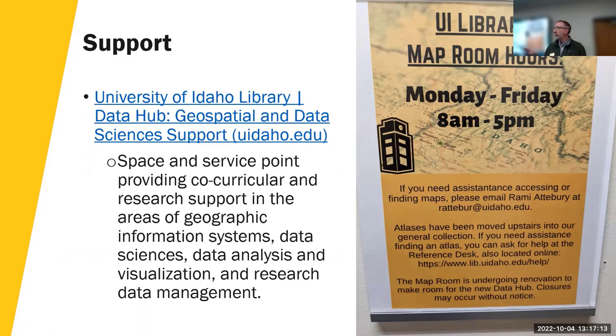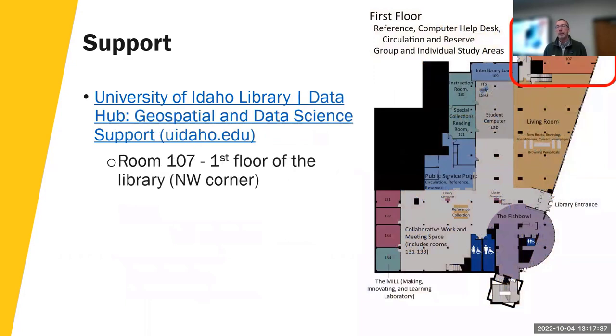Also, on the first floor down here, for those folks in this room, on the first floor of the library, we've opened up a library resource called the Data Hub, which is in the map room. It used to be all just physical maps. Now half of it's transitioned over to a digital environment and half is still physical maps. But we have folks available if you walk in, want to talk about GIS and that type of thing or questions or problems you're having, first floor of the library, over in the northwest corner, room 107.